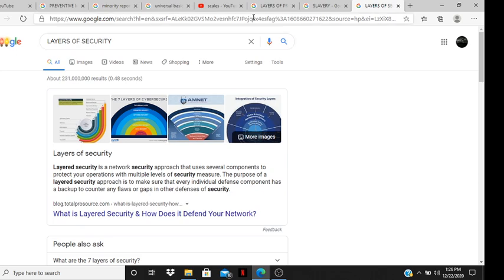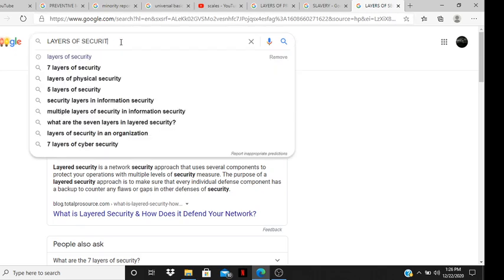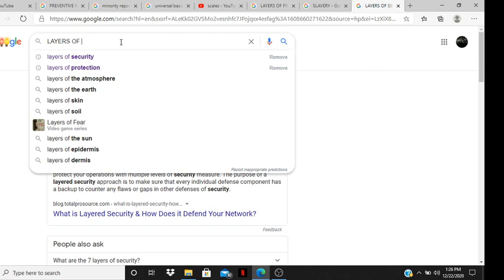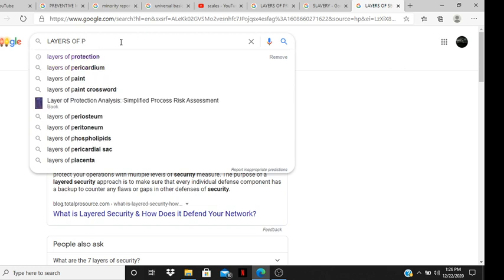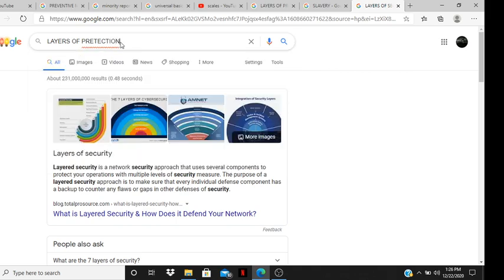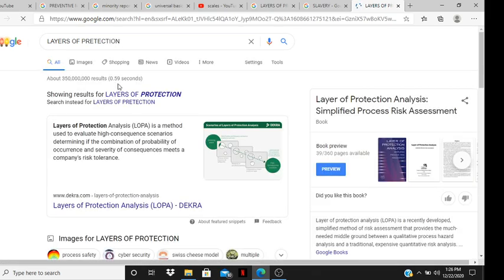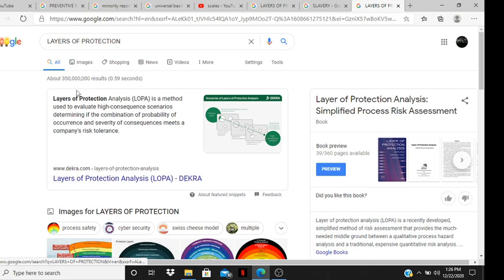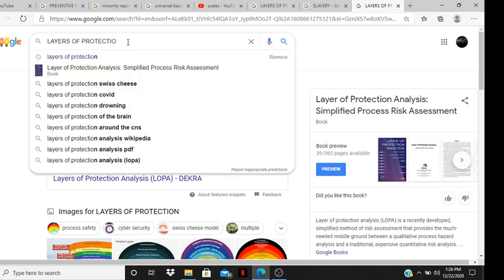Let's see, let's type in layers of protection. I spelled that wrong, yes I did. I'm tripping. I just typed that in. Oh, layers of security, that's good.